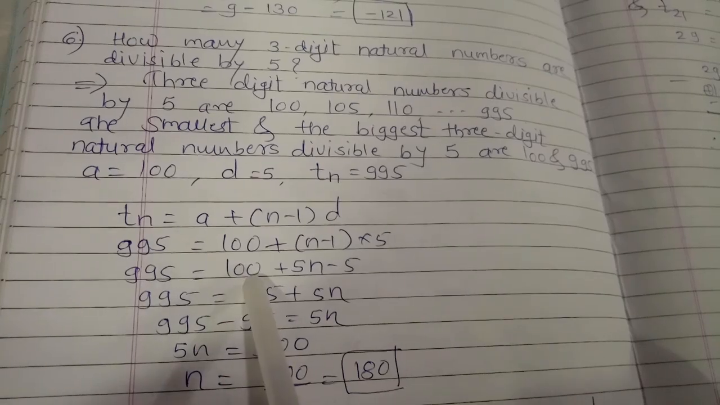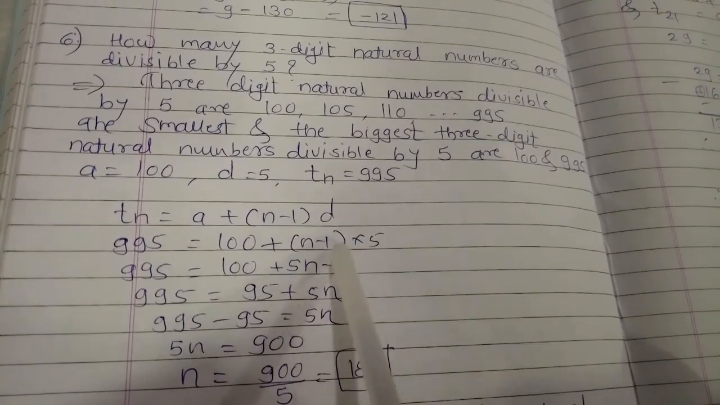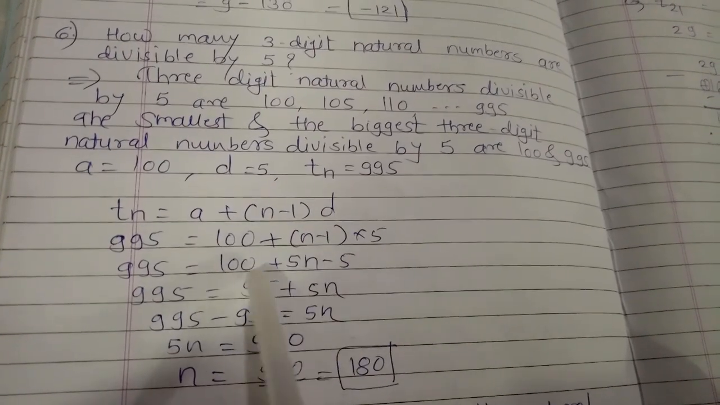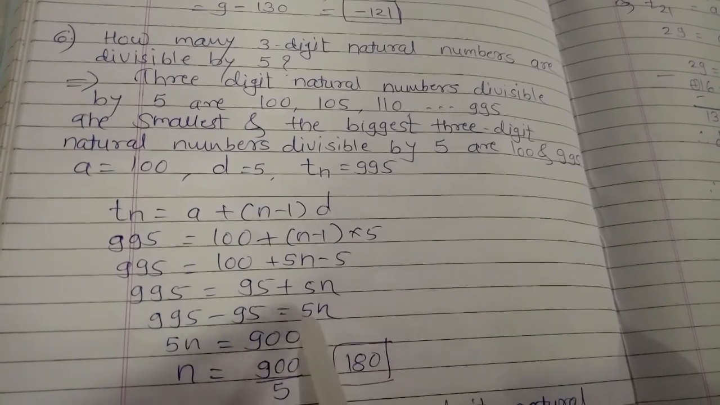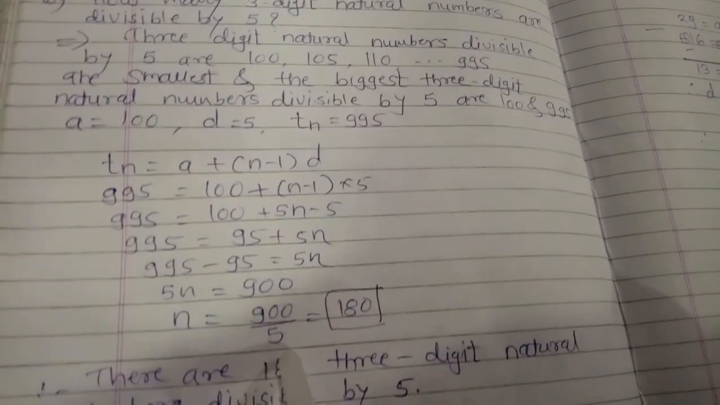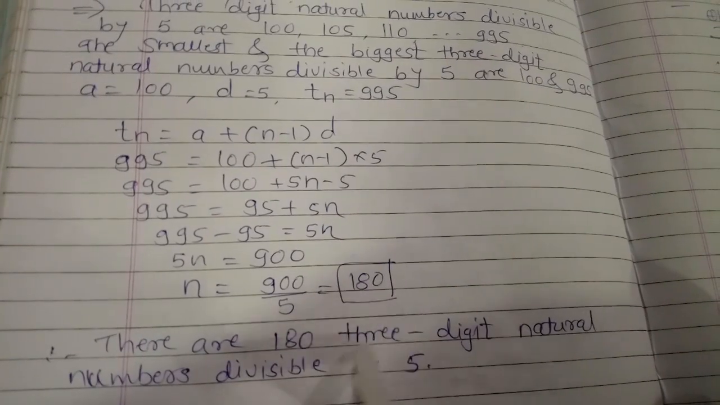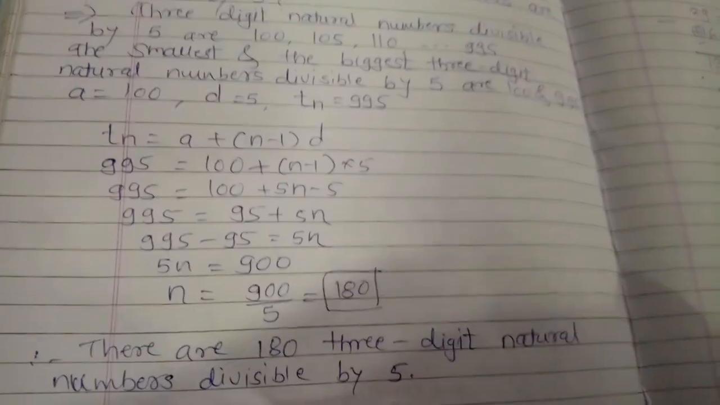So 995 is equal to 100, multiply the bracket by 5, so we will get 5n minus 5. Now just take 100 minus 5, we will get 95. Now move this quantity to this side, so we will get 5n is equal to 900, and so n is equal to 900 by 5, so we will get 180. Means there are 180 3-digit natural numbers which are divisible by 5.